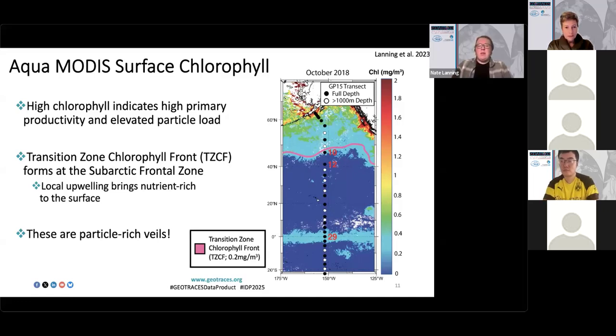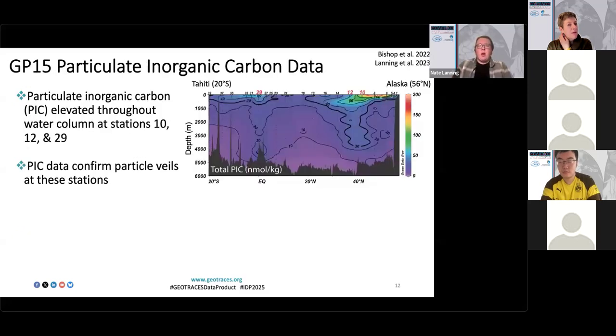We needed to confirm that we actually see these particle-rich veils throughout the water column, so we referenced Jim Bishop's particulate inorganic carbon data. That PIC data did show, in the section plot, which I have right here, that at stations 12 and 10, we do see elevated PIC data throughout the entire water column, and at station 29, we also see relatively elevated PIC data as well. Therefore, our particles are confirming that particle veils at these stations are present.